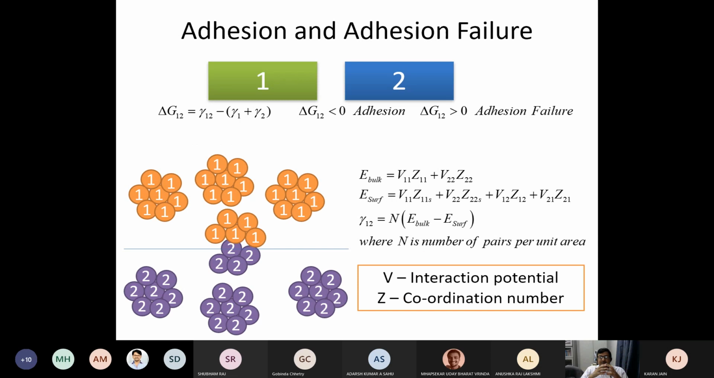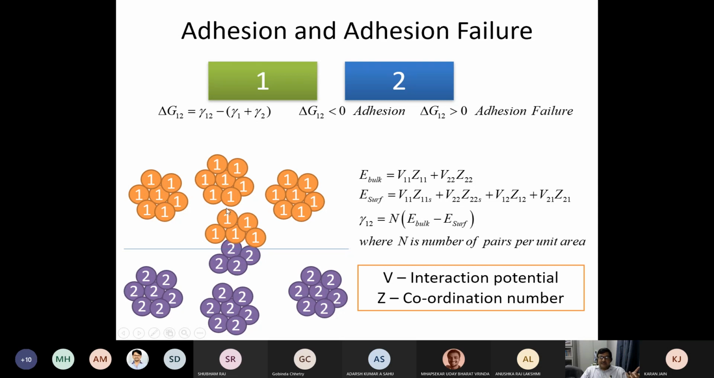What is adhesion from the molecular view? You know that inside the molecule, we satisfy all the coordination numbers. So these are all in some sort of structured states. In case of a solid, it is a lattice. In case of a liquid, it has a specific arrangement. So this particular area is the bulk of 1. This particular area is the bulk of 2.